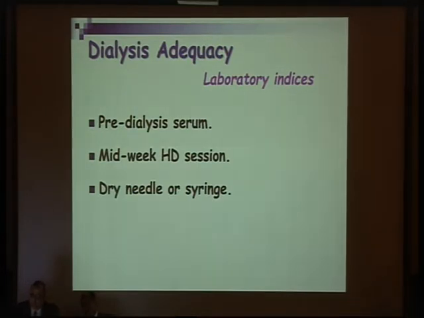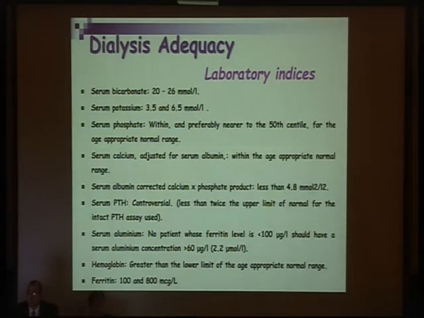The laboratory indices: we must be sure that the serum bicarb and the ABG are normal. The serum bicarbonate is from 20 to 26. The potassium is within normal range, from 3.5 to 6.5. The serum phosphate is preferably nearer to the 15th centile for age. The serum calcium, adjusted for serum albumin, within the age-appropriate normal range. Albumin-corrected calcium-phosphate product must be less than 4.8 millimole. The serum PTH must be less than twice the upper limit of normal for the intact PTH assay.